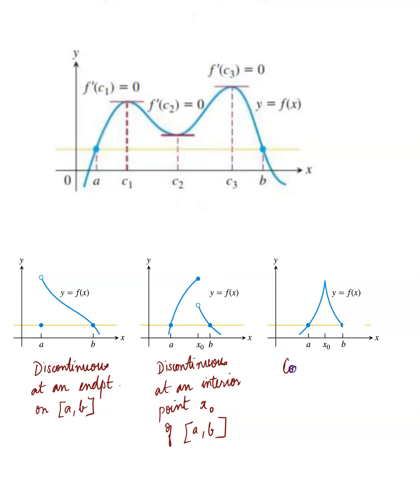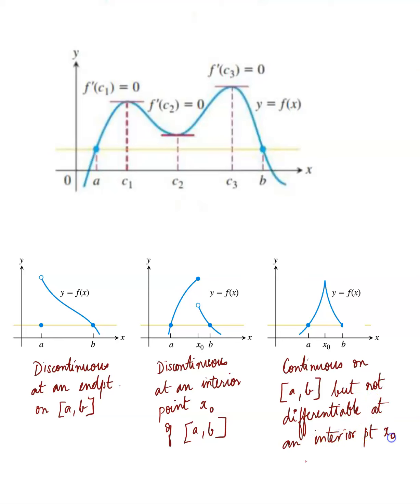So I'll say continuous on AB, but not differentiable at an interior point. In this case, that point is x naught on AB. So this is just to help us understand that whenever we say theorem, as I mentioned before, we want to always consider the premise first. If the premise is satisfied, then the theorem's guarantee will work.